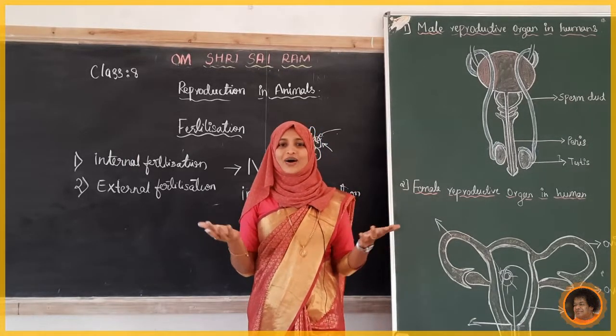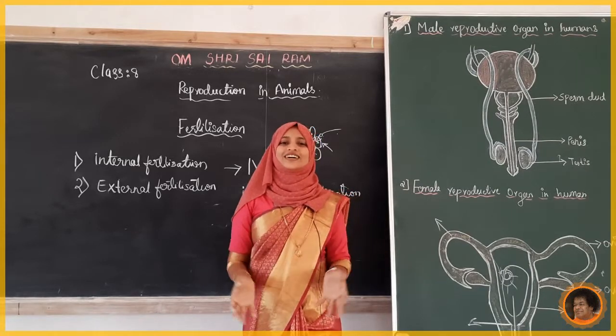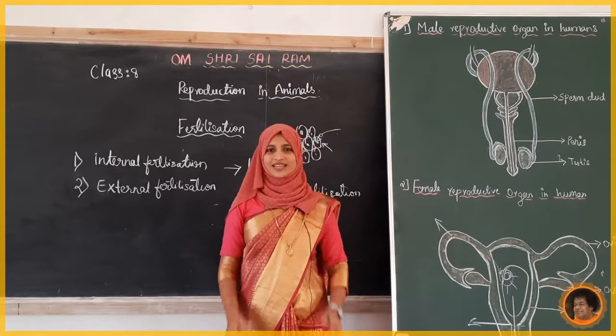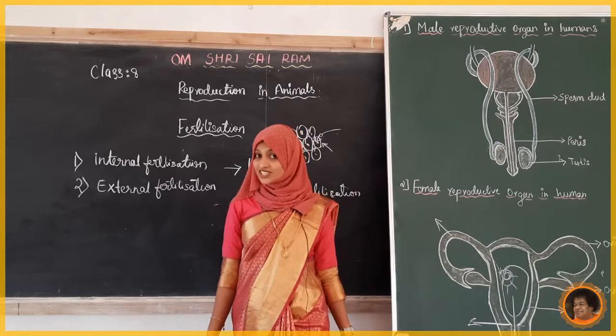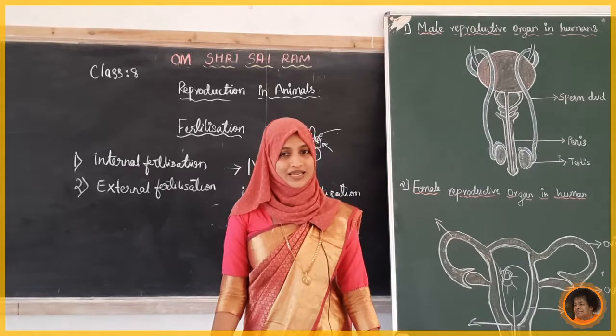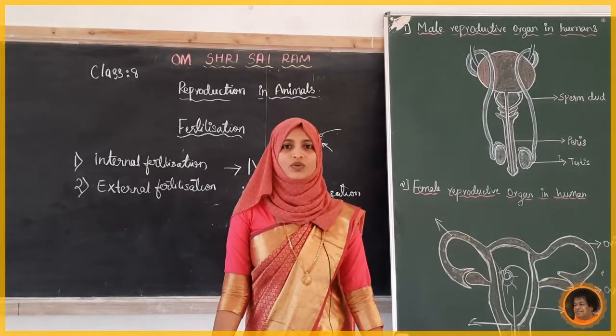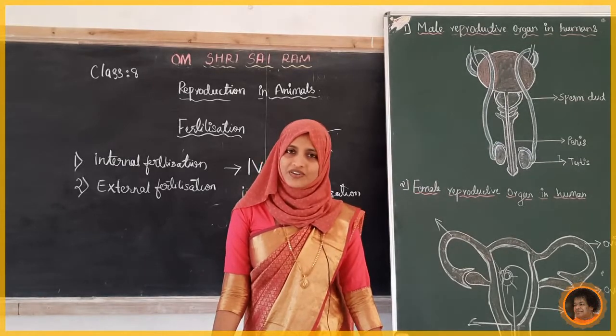Have you seen how it is? It's a small baby, a small chick, and it hatches out. The same thing happens in all birds, whether it is a peacock or a crow. It is also internal fertilization. Don't misunderstand it as external fertilization.